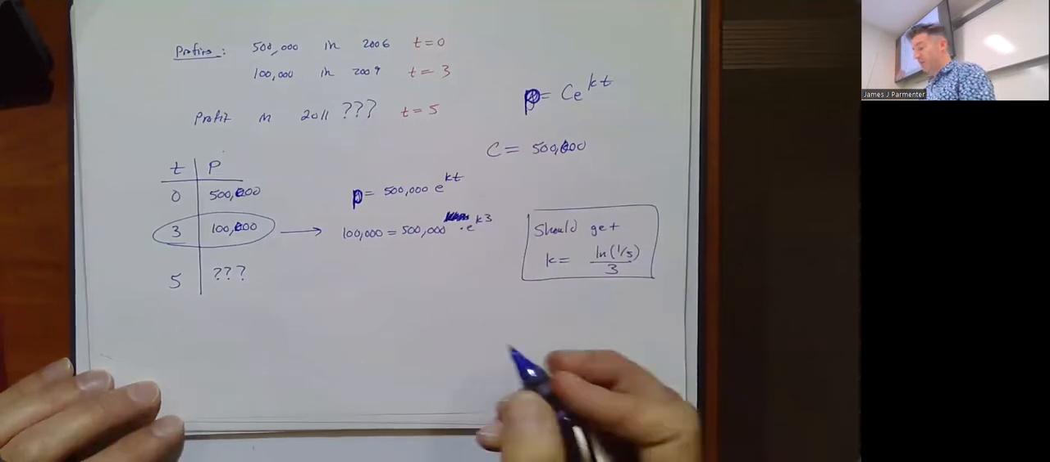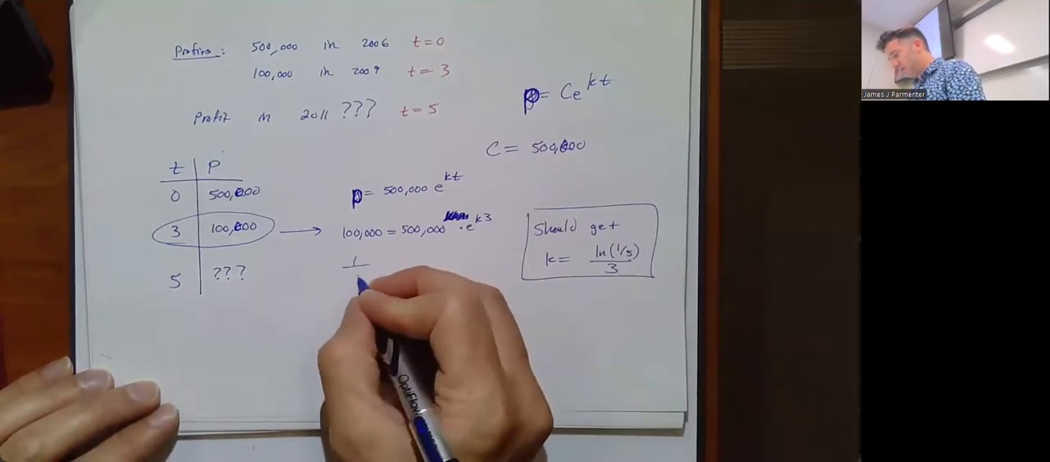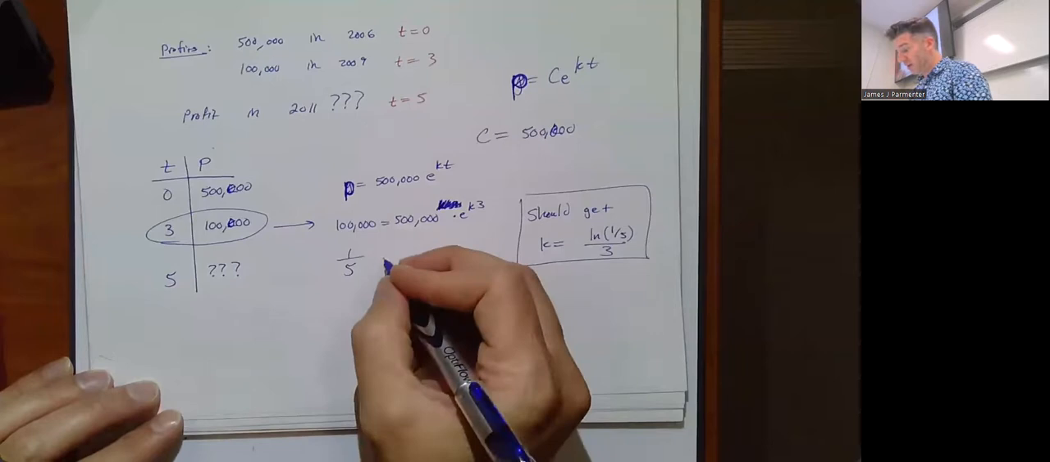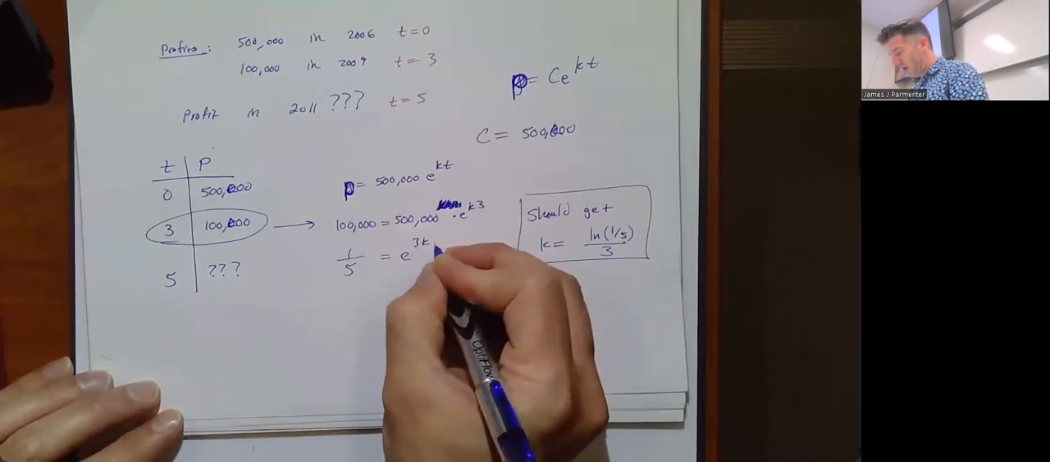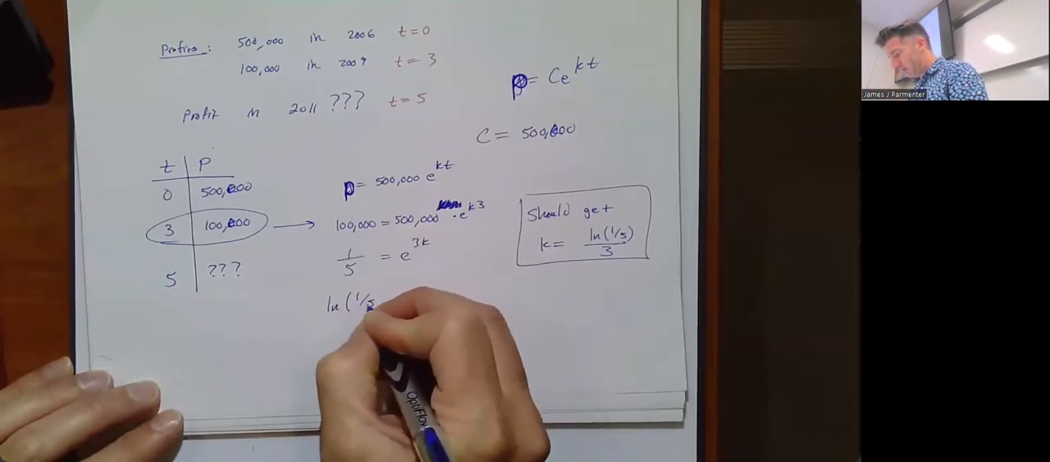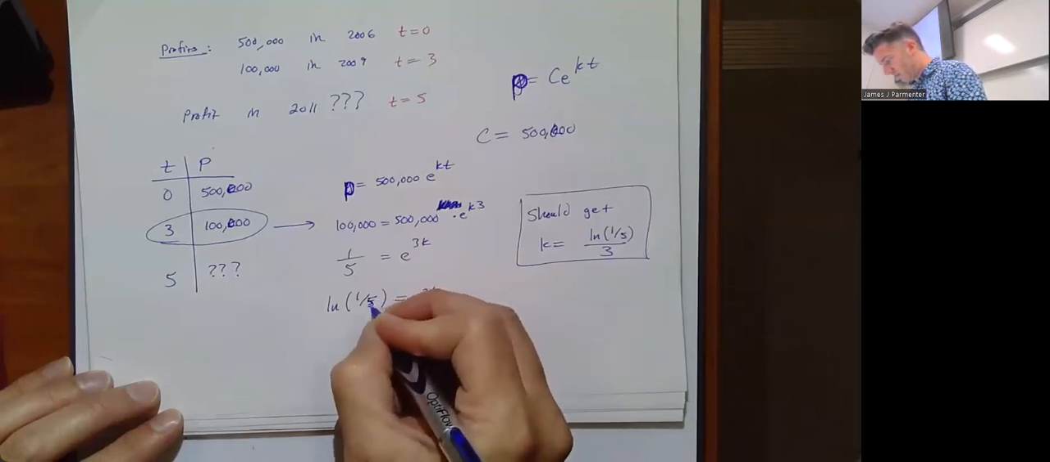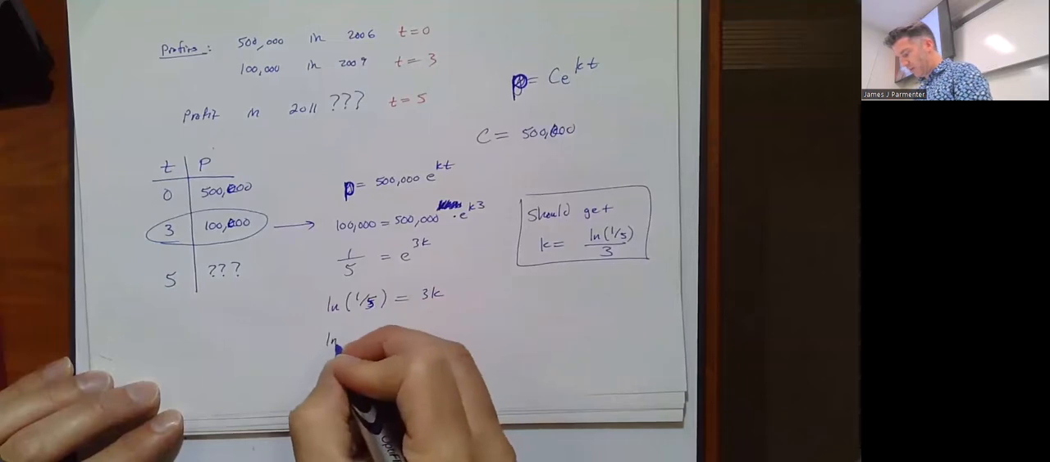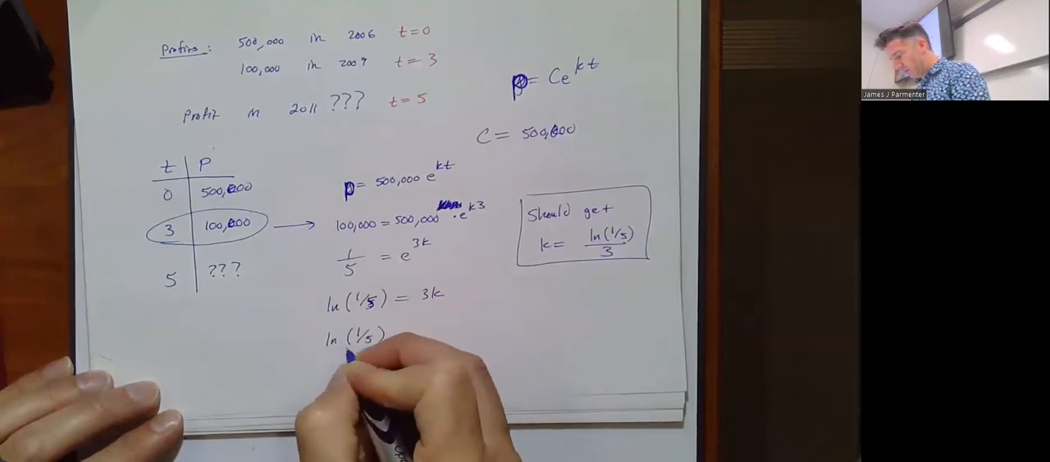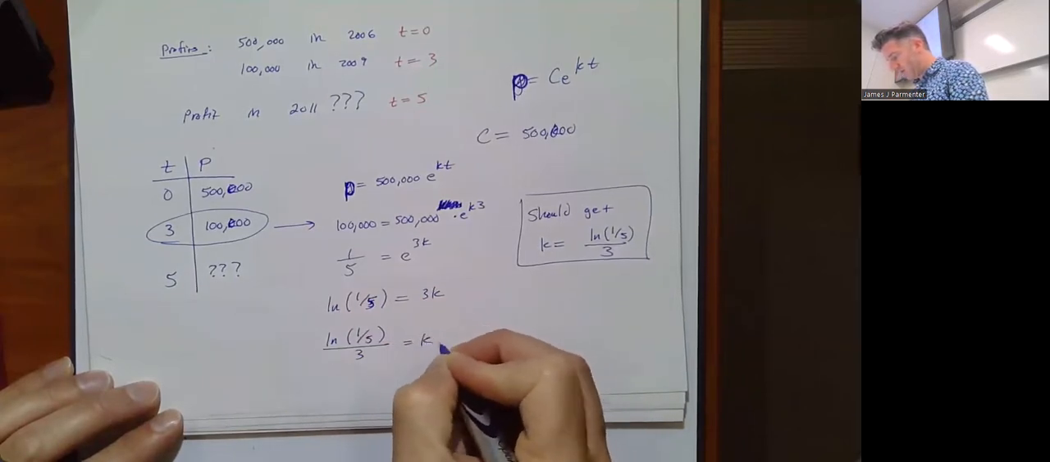Okay, so then we divide both sides by 500,000. 100,000 divided by 500,000 is 1/5 equals e to the 3k. We take the natural log of both sides. So natural log of 1/5 equals 3k. That is a 5, believe it or not. And then finally divide both sides by 3. So the natural log of 1/5 over 3 equals k.